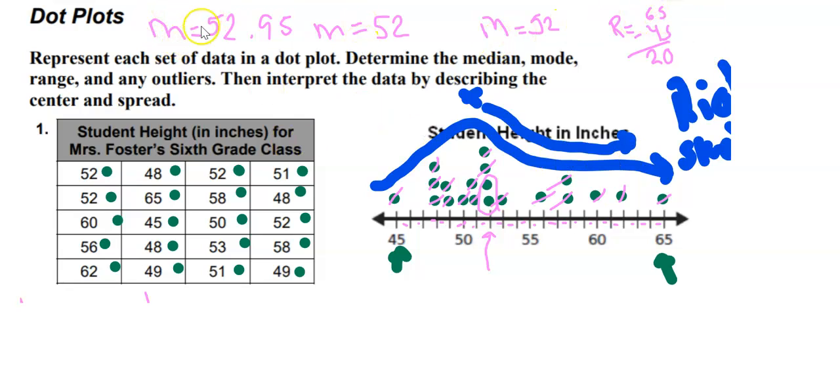So recap: mean 52.95, median 52, mode is 52, and the range is 20. We are right skewed because we are sliding to the right and all of our data is clustered towards the left, so that's why it is right skewed. And remember, we had two outliers: 45 and 65.